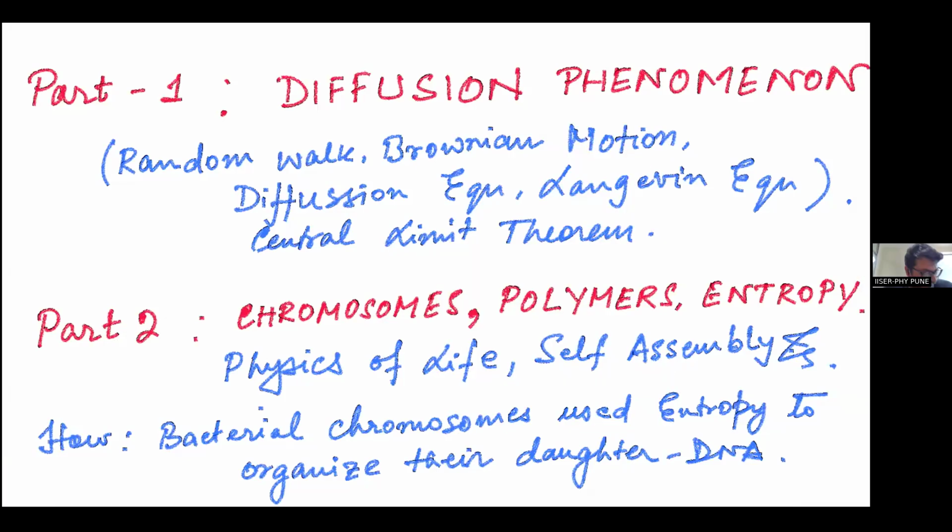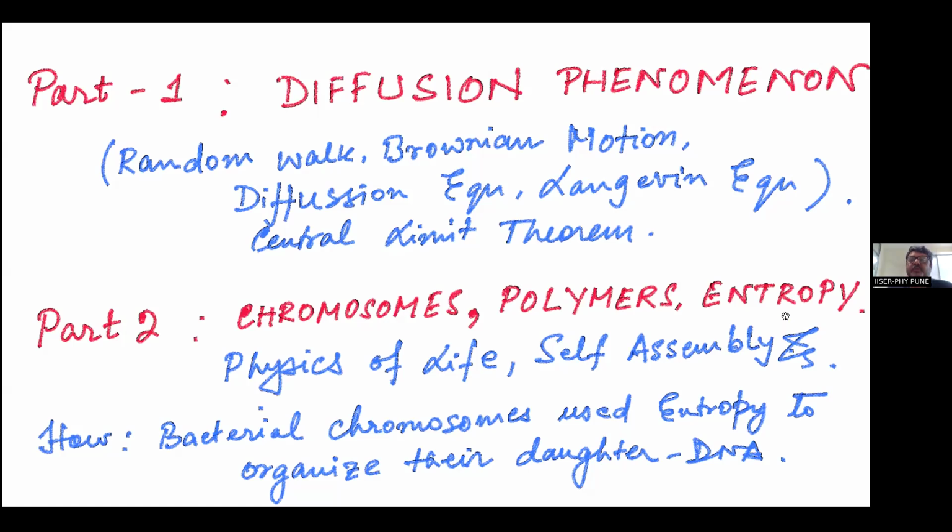Okay, so welcome to this discussion on diffusion phenomena, and that will be part one of the recording. There will be a part two where I'll be talking about chromosomes, polymers, and entropy. Now, note that chromosomes, biology, polymers typically is taught in a chemistry course, and entropy, the physics topic. And I'm going to talk about that later.